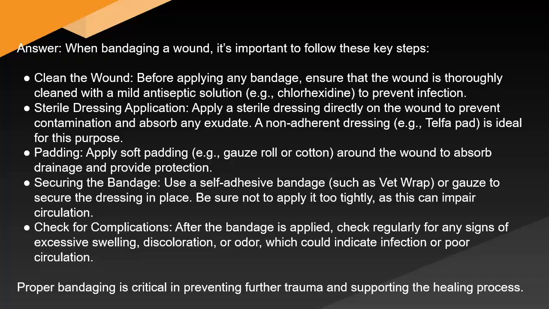Padding. Apply soft padding, e.g. gauze roll or cotton, around the wound to absorb drainage and provide protection. Securing the bandage. Use a self-adhesive bandage such as vet wrap or gauze to secure the dressing in place. Be sure not to apply it too tightly, as this can impair circulation. Check for complications. After the bandage is applied, check regularly for any signs of excessive swelling, discoloration, or odor, which could indicate infection or poor circulation. Proper bandaging is critical in preventing further trauma and supporting the healing process.